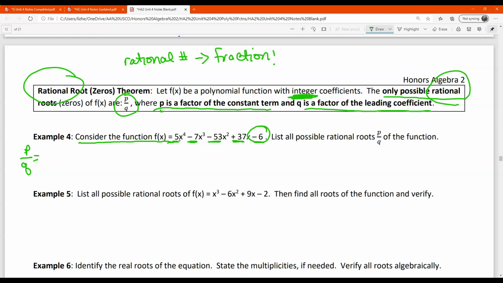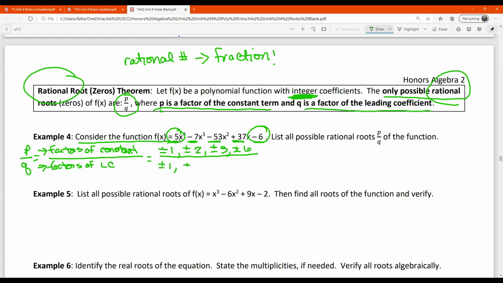Well, the factors of negative 6, factors of constant. And q is the factors of leading coefficient. All right, so my factors for negative 6, well, 1 goes into there, plus or minus 1. 2 goes into 6, plus or minus 2. 3 goes into 6, plus or minus 3, and of course 6 goes into 6. So those are all my factors of my constant. In the denominator, I have the factors of my leading coefficient, which is 5. What goes into 5? Plus or minus 1, plus or minus 5.